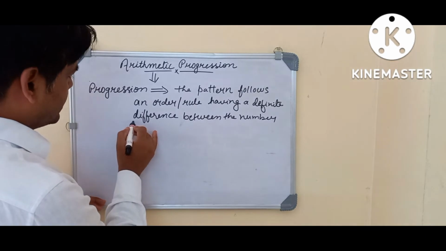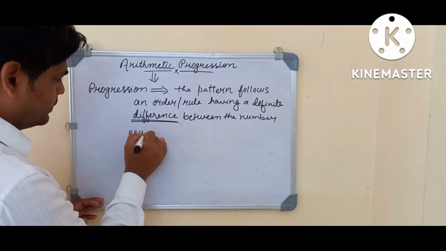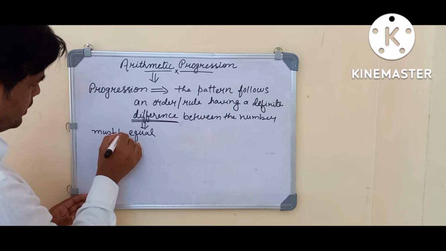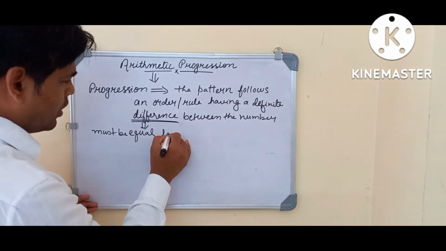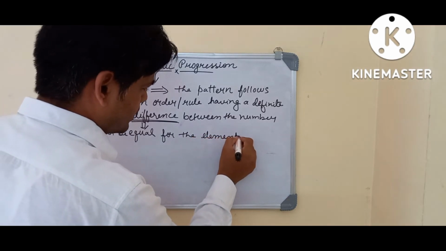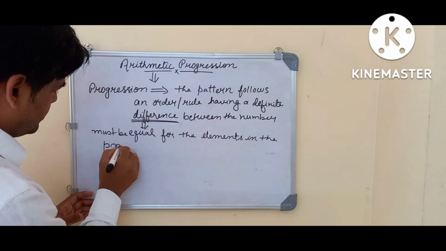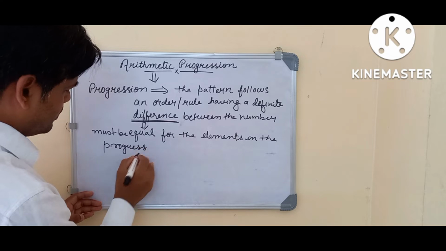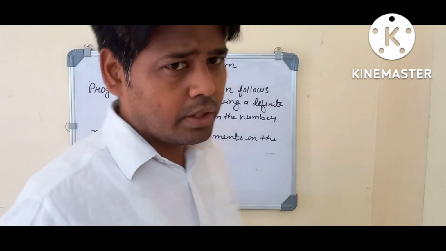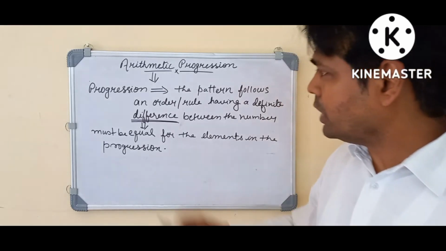Now, remember this difference is supposed to be equal. Difference must be equal for all the elements in the progression.